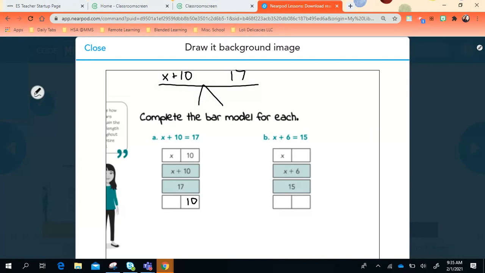Can I use my calculator to figure it out? Can I write out numbers that equal 17 to start figuring it out? And then think about it. If you put a number in, does it make sense? Does 10 plus whatever other number you put in give you 17? If it doesn't, then you have to try it again.